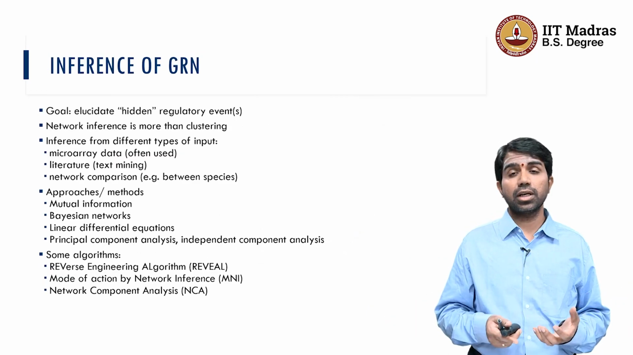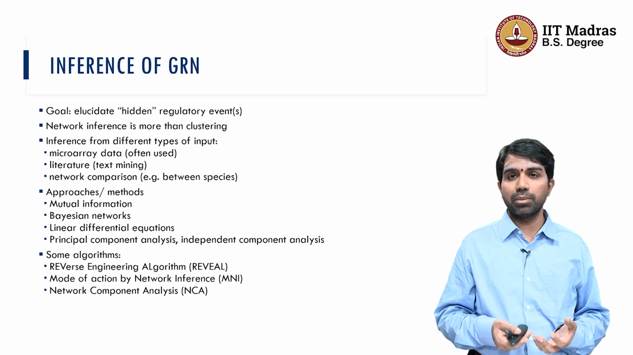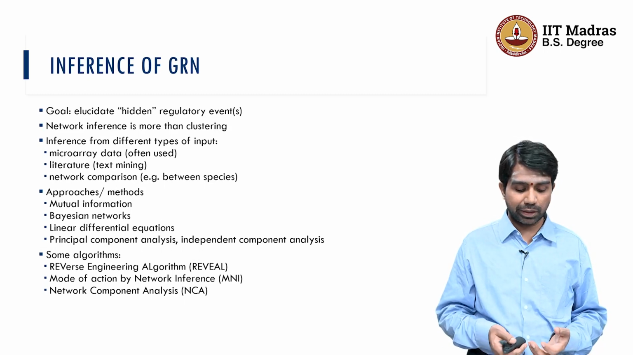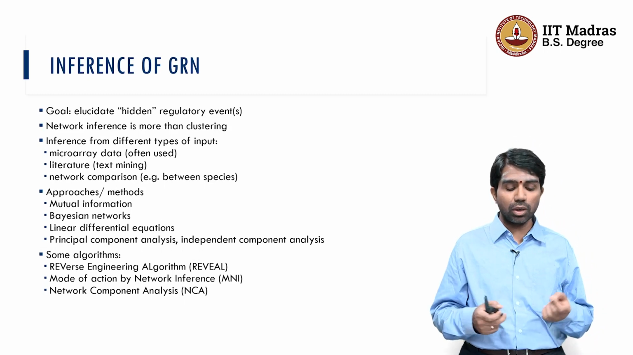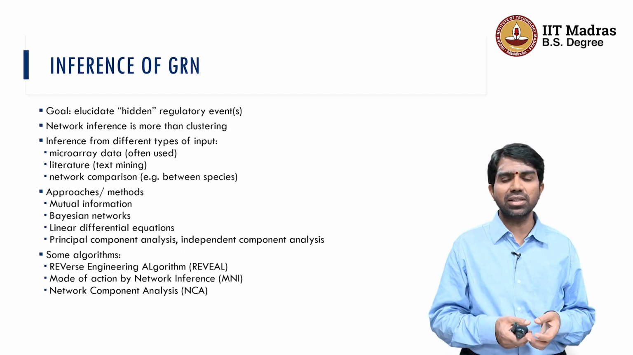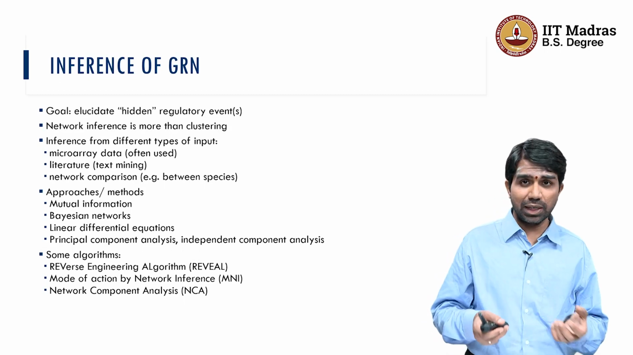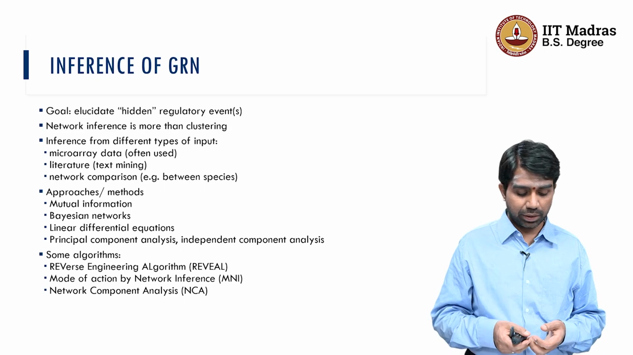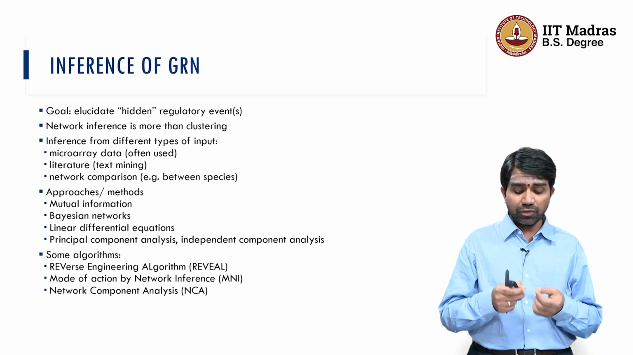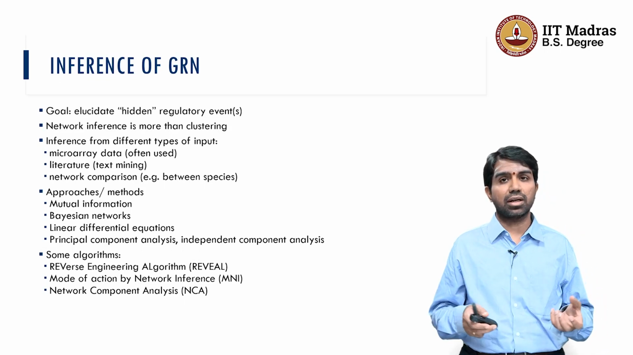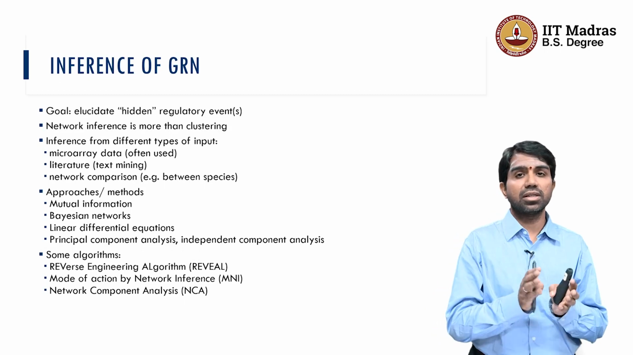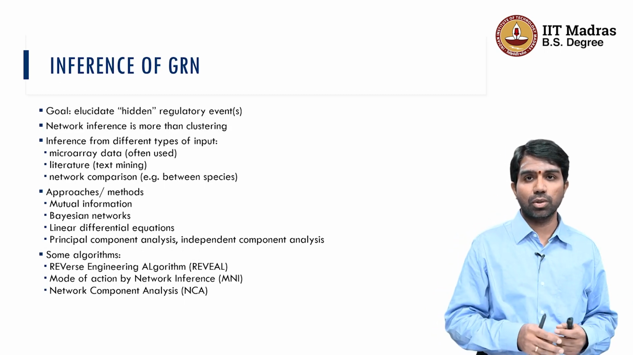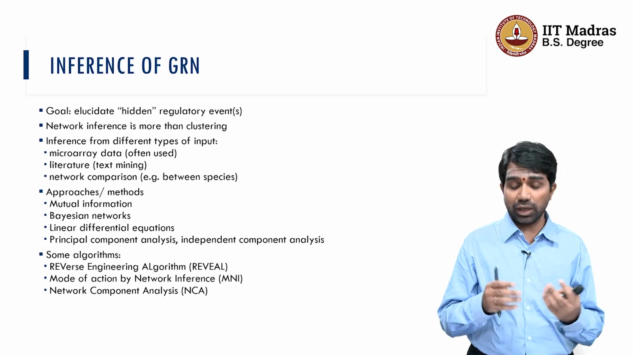The inference of gene regulatory networks is a very interesting problem in computational biology. So what is the goal? The goal is to elucidate hidden regulatory events. You can think of this as a sort of link prediction that we will cover at some point in the course. And network inference is more than just clustering, right? You don't just cluster genes that co-express together and put them together and so on. But you need to really identify a lot more.